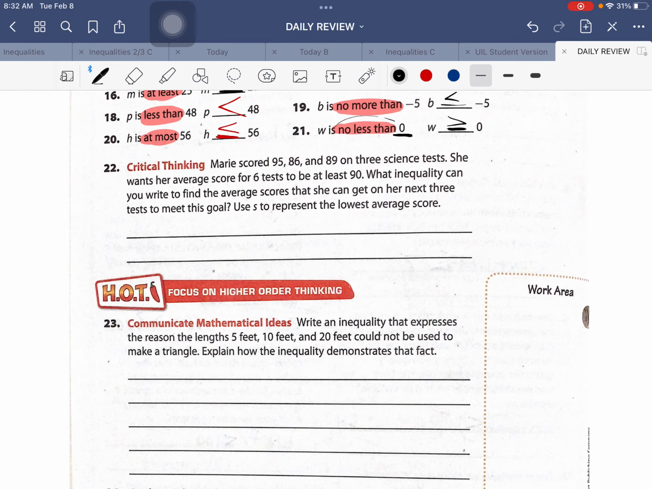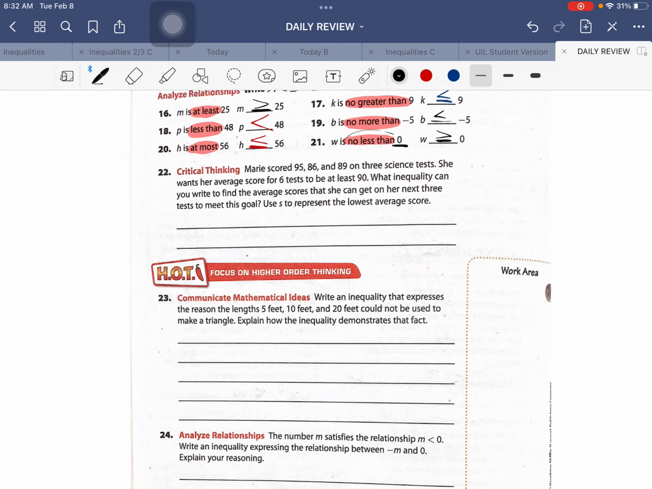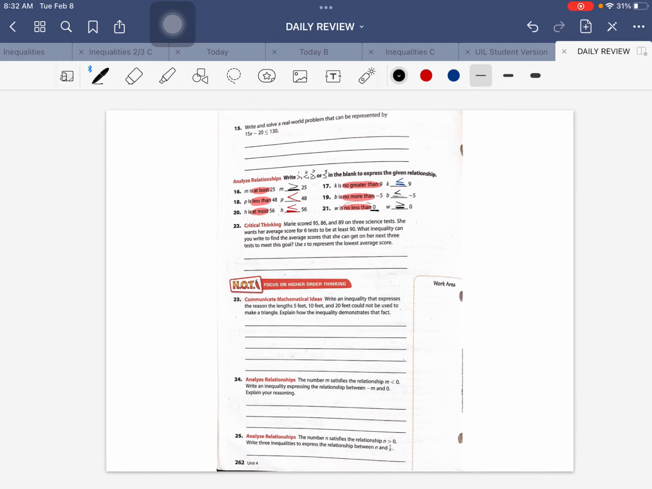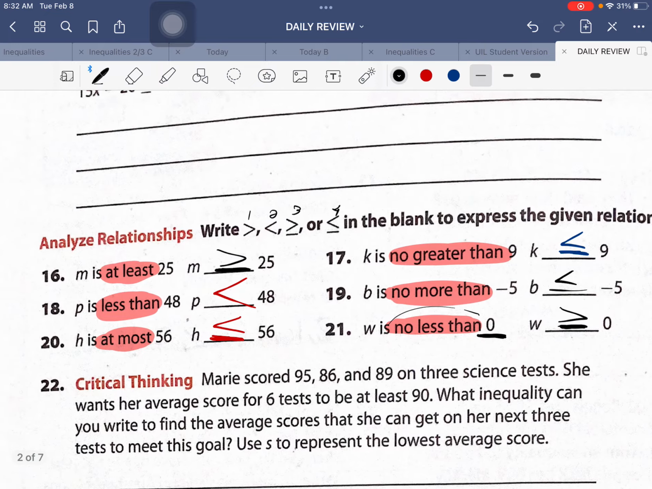Okay. That's all I wanted to do in this page. We're good to go.